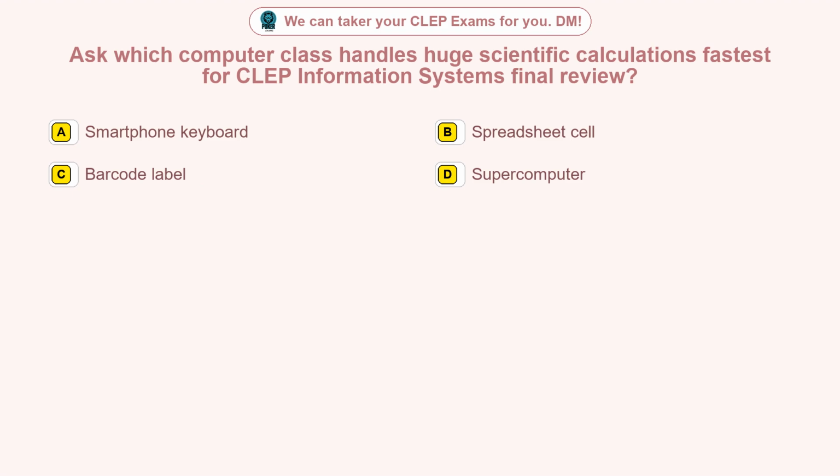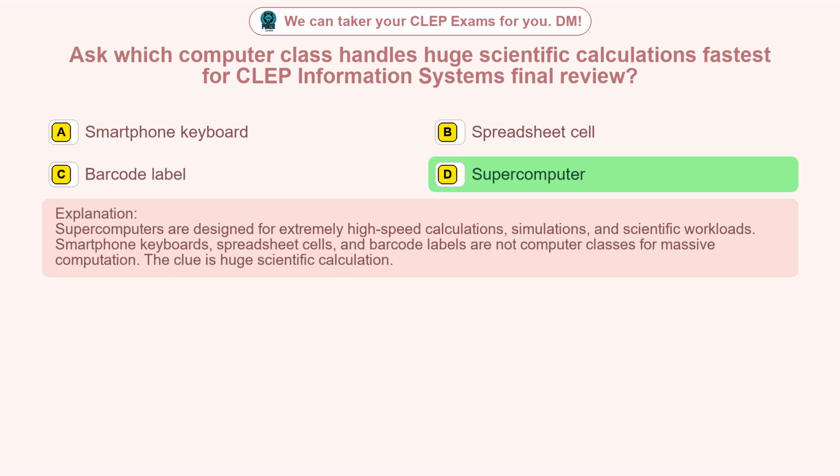Ask which computer class handles huge scientific calculations fastest for CLEP Information Systems final review. Option A, smartphone keyboard. Option B, spreadsheet cell. Option C, barcode label. Option D, supercomputer. The correct answer is option D, supercomputer.